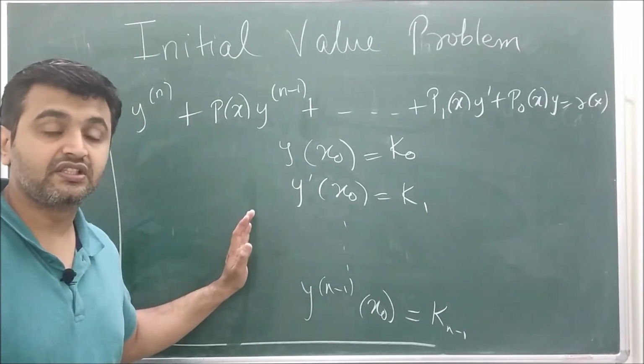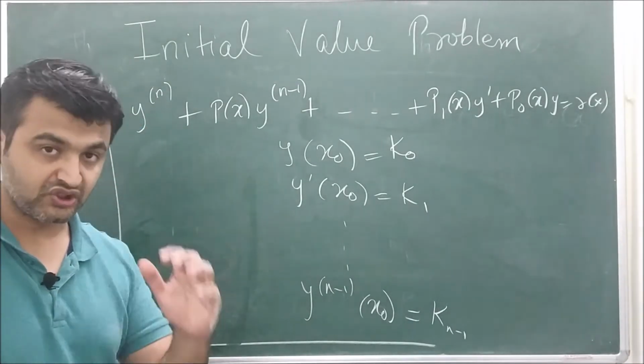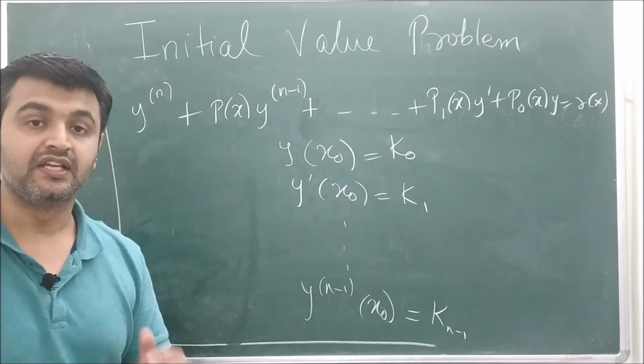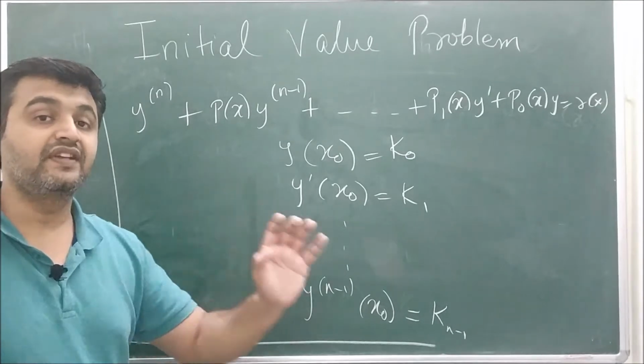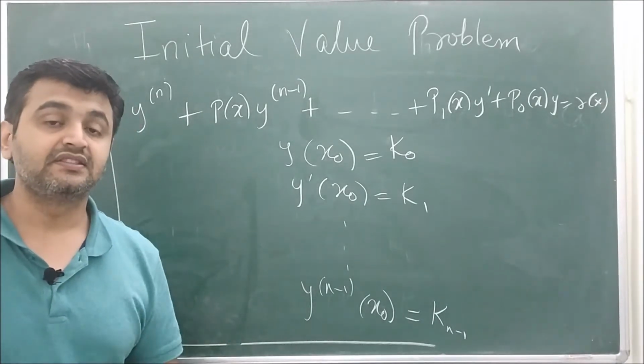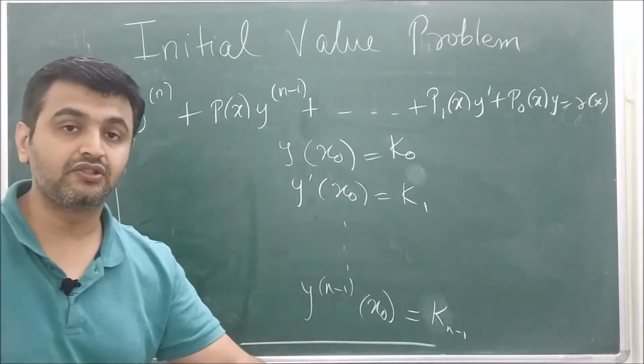And because of these initial conditions, an initial value problem always has a unique solution, because the constants become fixed. In the general solution, constants are arbitrary. Using these conditions, you will get a fixed value of the constant, and hence such solutions are called unique solutions. So an IVP always has a unique solution.